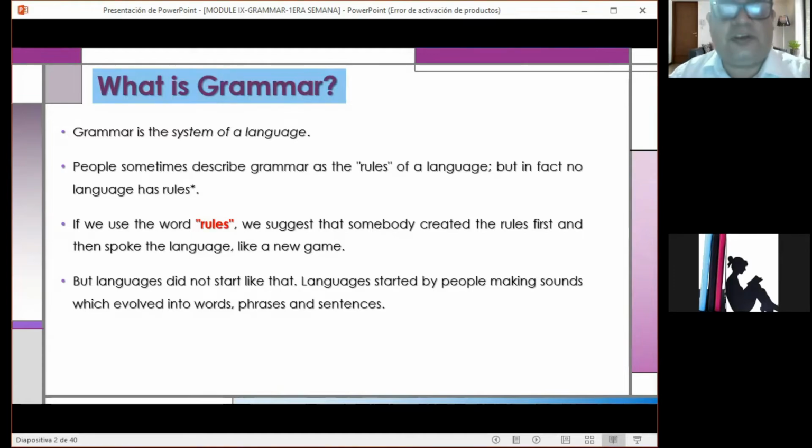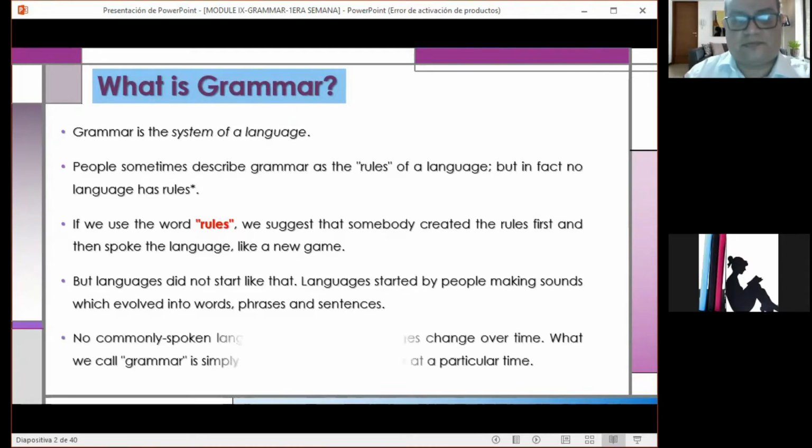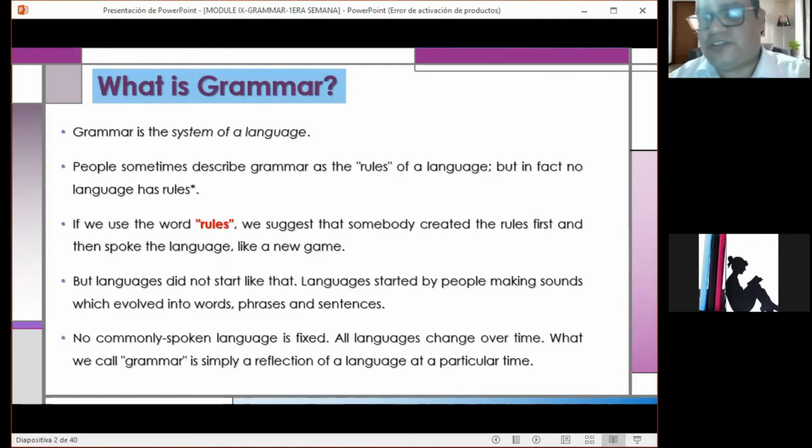Notice, languages appear with sounds. Human beings start producing sounds, and these sounds evolve into words, phrases, and sentences. No commonly spoken language is fixed. All languages change over time. What we call grammar is simply a reflection of a language at a particular time. Notice, this is very important to remember.